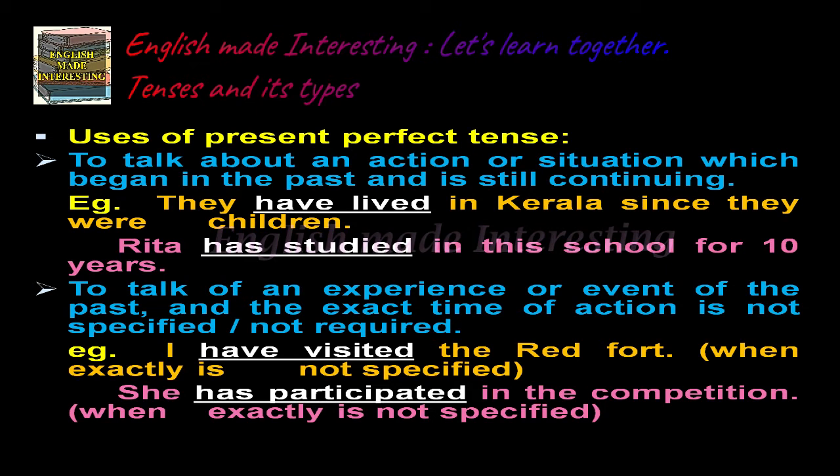To talk of an experience or event of the past where the exact time of action is not specified or it is not required, that is when you use present perfect tense. Example, I have visited the Red Fort. When exactly? It is not specified. It is an event of the past, but the exact time of action is not specified here. Next example, she has participated in the competition. When exactly is not specified, but she has participated. So here you use the present perfect tense.